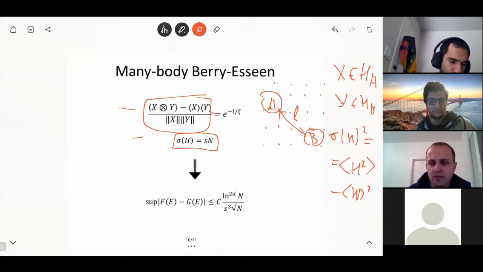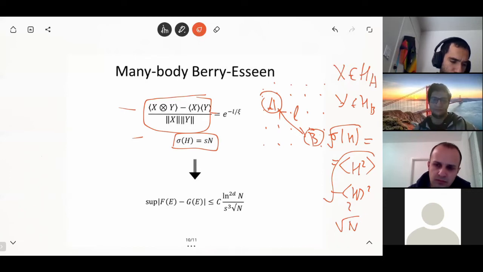is, oh, I'm sorry, this sigma is already a square. I'm sorry. Yes. So the variance of the Hamiltonian is proportional to N, so that the standard deviation, which is the square root of this, is proportional to square root of N. So this is the standard central limit theorem kind of many-body system. And if this holds, then the following inequality holds too.